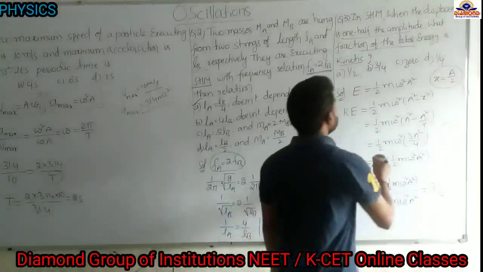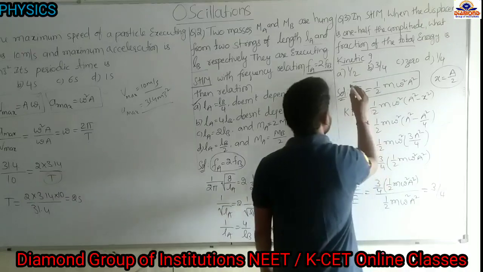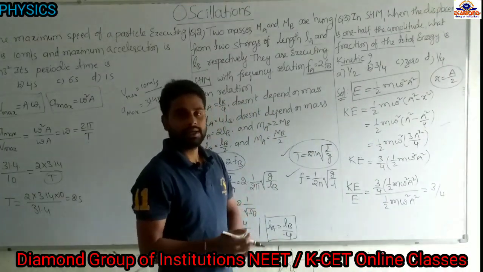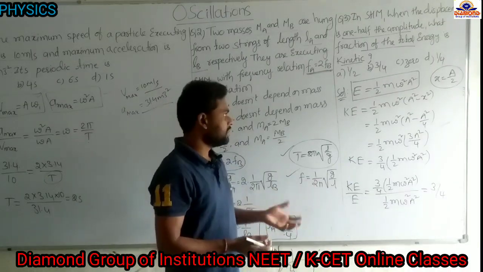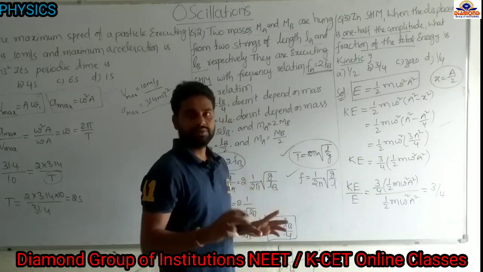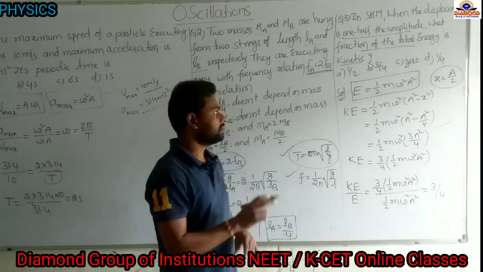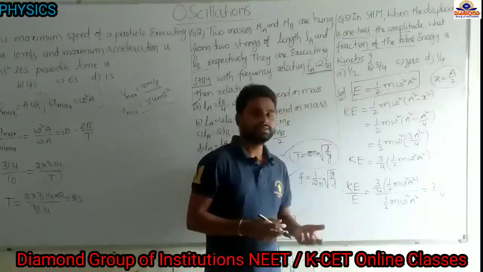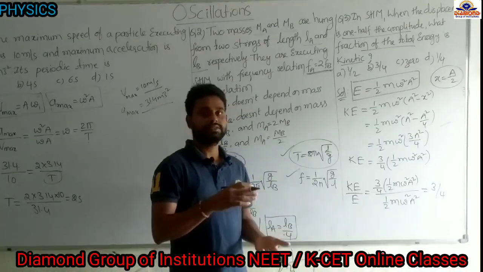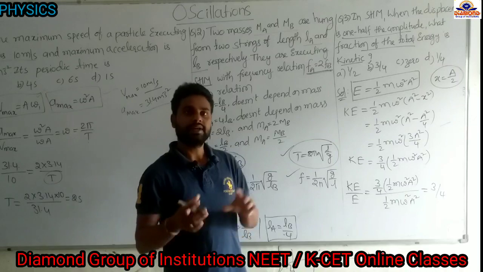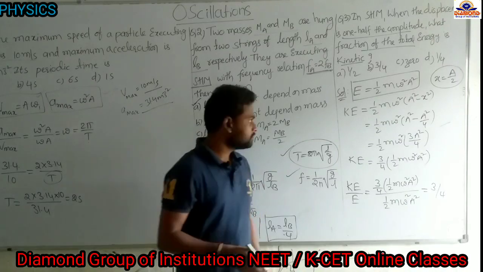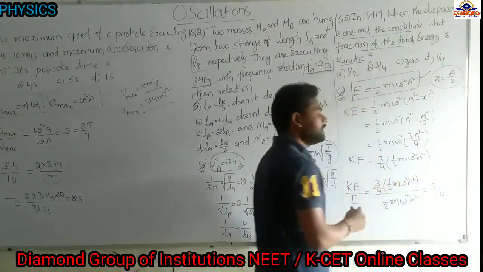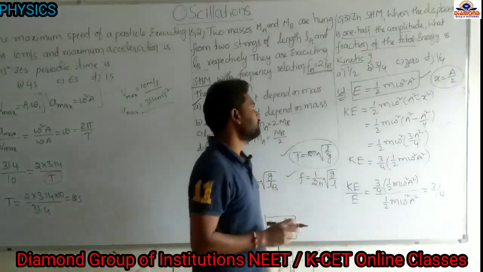So already we know the total energy formula, half m omega square a square. Total energy does not depend on the displacement. Potential energy and kinetic energy change when the bob is making oscillations, but total energy is always constant. That means as potential energy decreases, kinetic energy increases, and as kinetic energy decreases, potential energy increases, keeping the total energy constant. So the total energy formula is half m omega square a square, and it does not depend on the displacement of the bob.